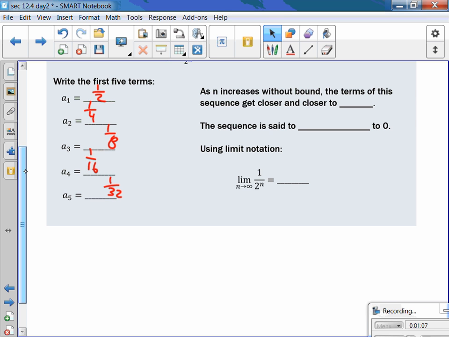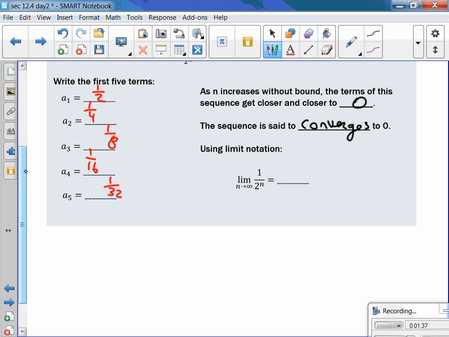So as n increases without bounds, as n gets closer and closer to infinity, where's my sequence going? To what number? 0. Absolutely. If I take the hundredth term, the thousandth term, it's getting smaller and smaller and smaller. We say it converges to 0.